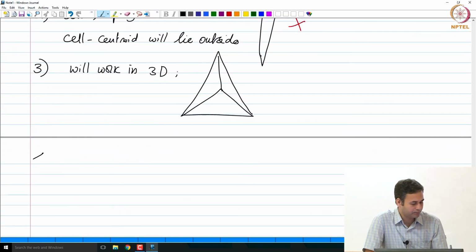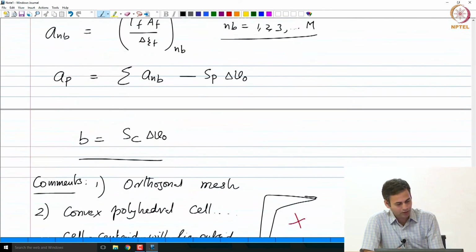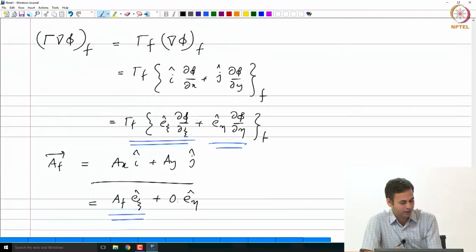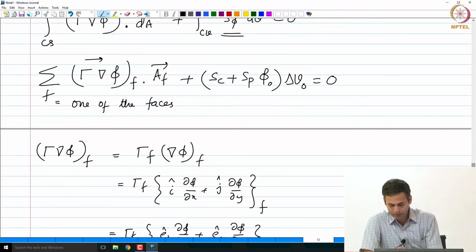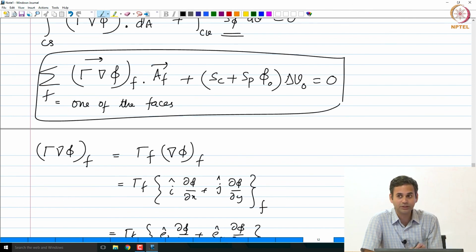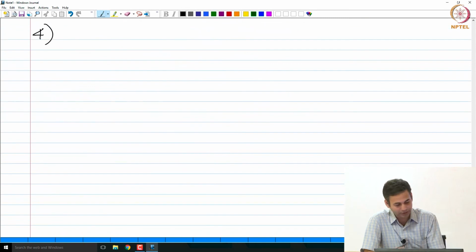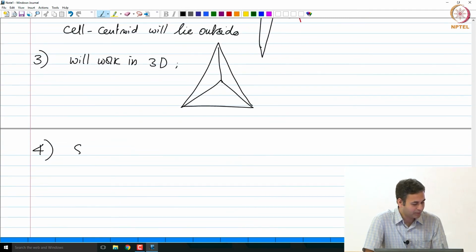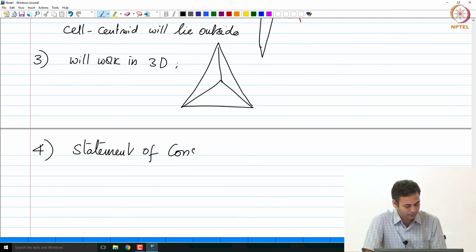What about this equation that we have, gamma grad phi? This is a statement of conservation. The diffusion fluxes leaving or entering the faces are balanced by the source term. So, we still have the statement of conservation. As a result, the solution you would get satisfies conservation.